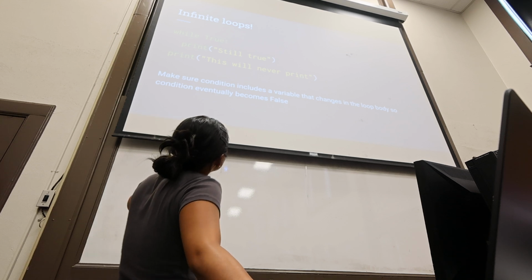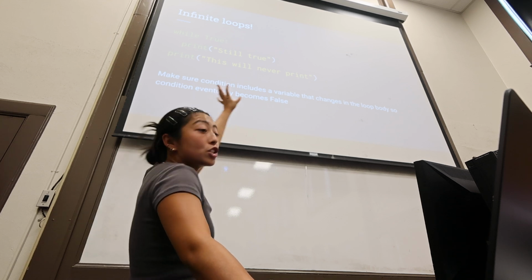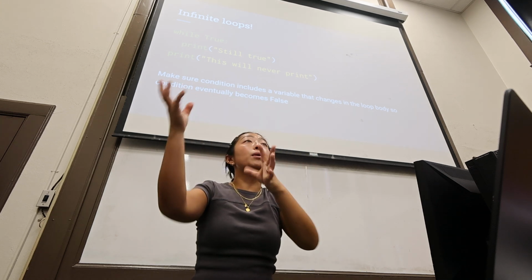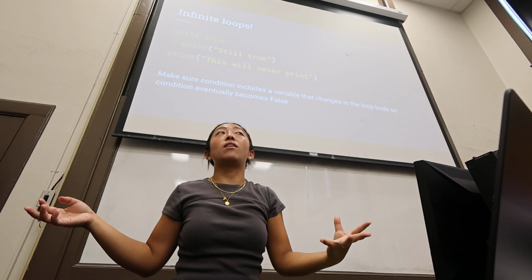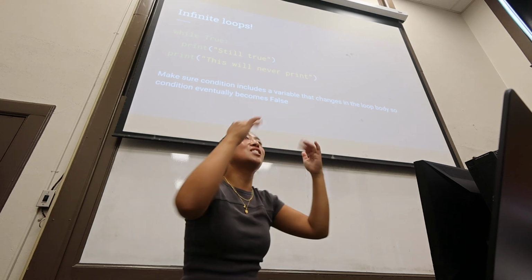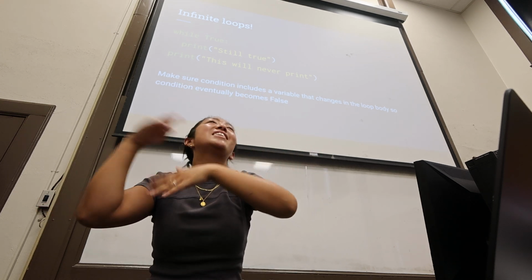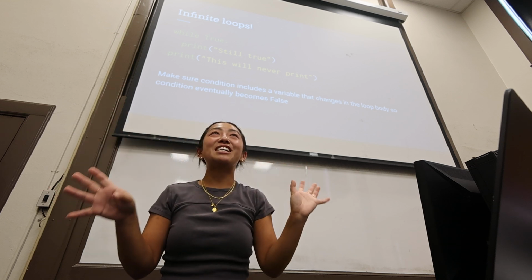So you want to make sure that the condition that you're checking includes a variable that changes in that loop over time so that it eventually evaluates to false. And then you can exit your while loop and then your program will be fine. It'll still continue to work and it's all good. Yeah?